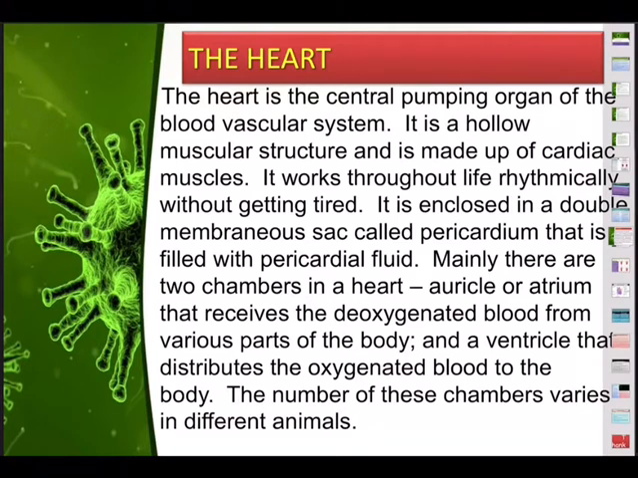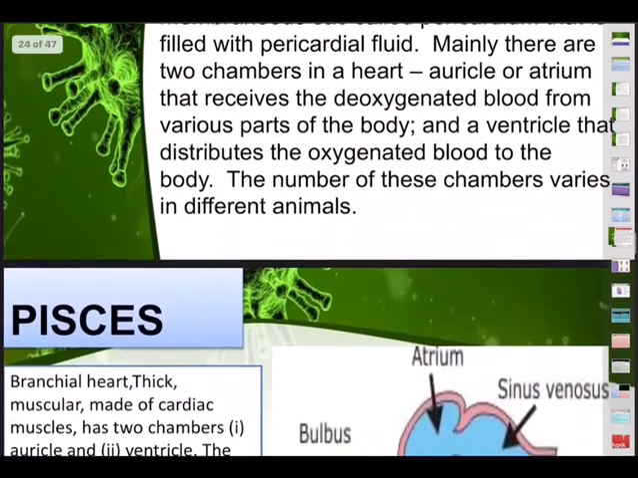It is enclosed in a double membranous sac called the pericardium. The outer layer covering and protecting the heart is the pericardium, and it is filled with pericardial fluid, so that the pericardial fluid helps the heart withstand shocks. Mainly there are two chambers in the heart: auricles, also called atrium or atria, which receive deoxygenated blood from various parts of the body, and a ventricle that distributes oxygenated blood to the body. The number of these chambers varies in different animals.